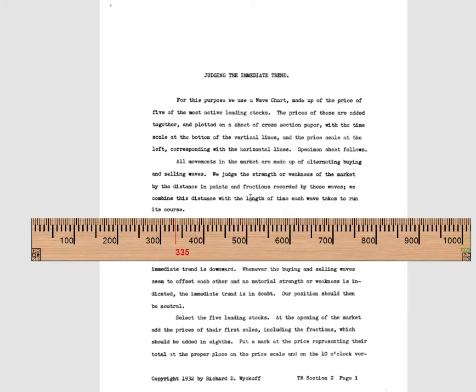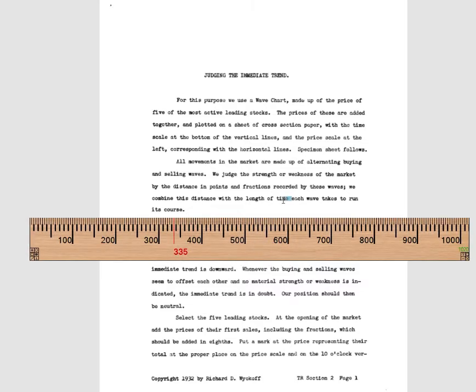We combine this with the length of time. Again, time. What does he mean? How long does it take to go up or down? Did it go up 5 points in 15 minutes, or did it go 5 points in 25 minutes? If it went up 5 points in 15 minutes, it's stronger because it took less time, because there's more, quote-unquote, speed. If it takes 25 minutes to go up 5 points, it's not as fast. It's not as much speed. So you take the time and you take the distance. So this is price and time.